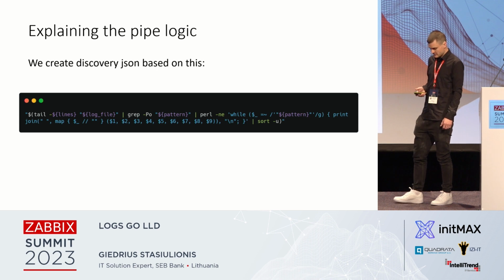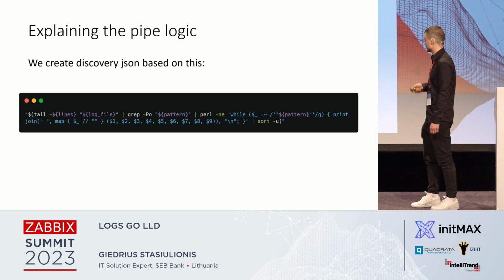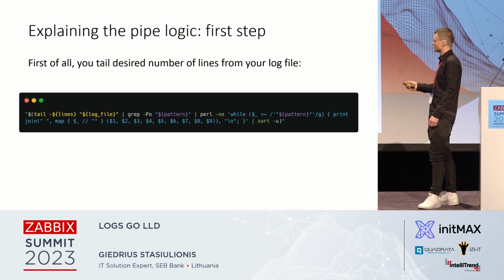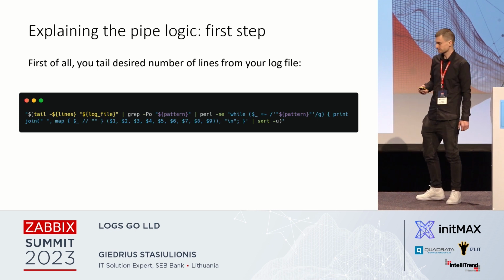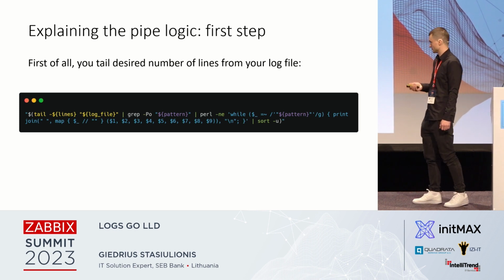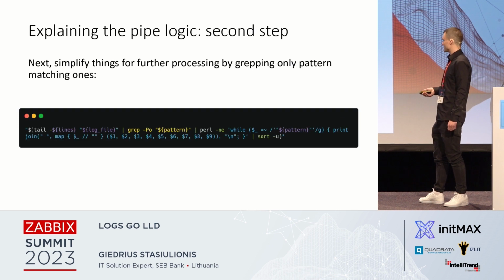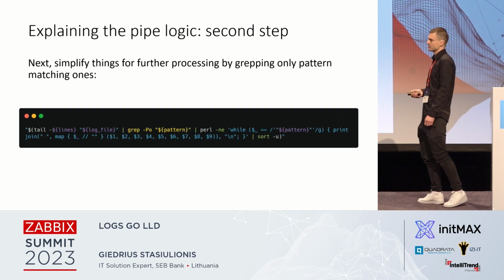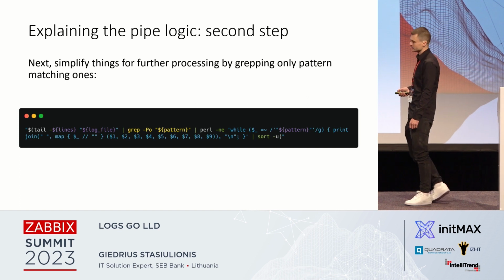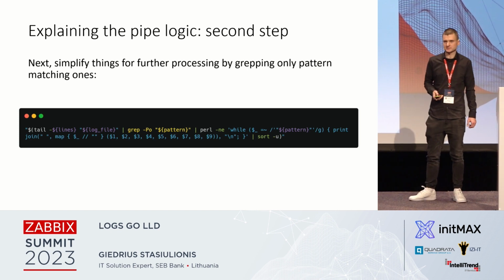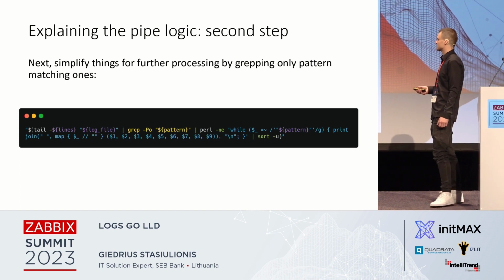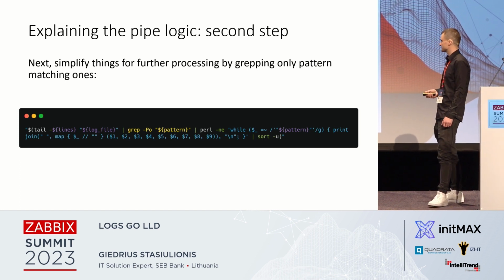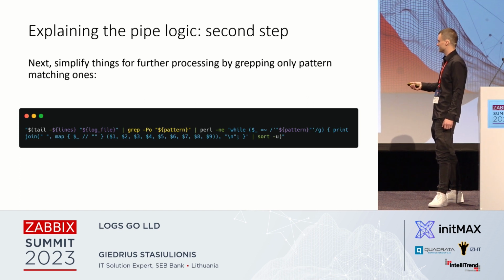So I promised to explain the pipe logic. So let's quickly do it here. First of all, what this discovery does, it tails your log with the number of lines that you provided for the script. This is what I talked about before. Next step, you immediately try to grab the provided pattern out of the log. In case of simple patterns, say one capturing group or something quite simple, it will already make it really fast for the further steps. So it is to make things easier.